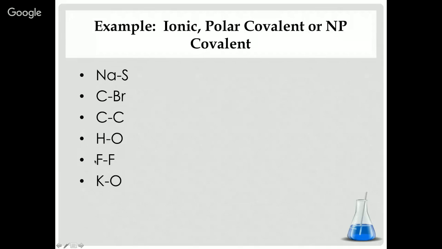For the next one, we have diatomic fluorine. Since they're both the same element, the electronegativity difference is going to be 0. So that's going to be a nonpolar covalent bond. And for the last one, we have K2O. This is a metal, potassium, and oxygen. So this would be metal, nonmetal. This would be an ionic bond.